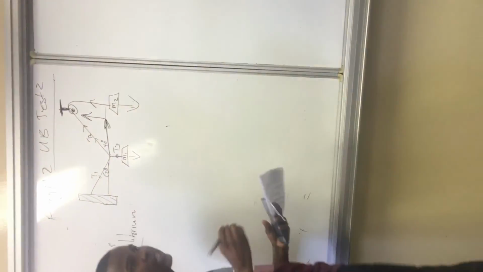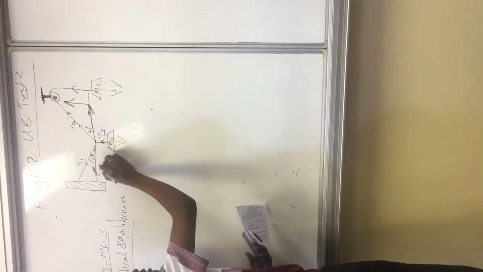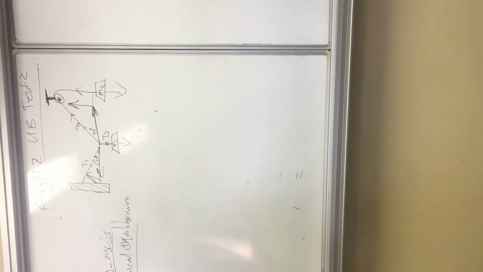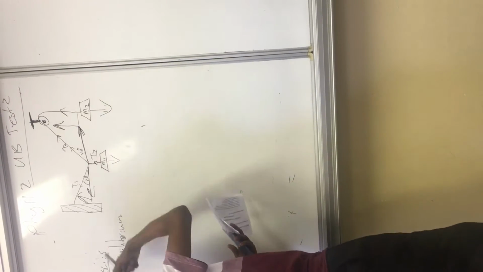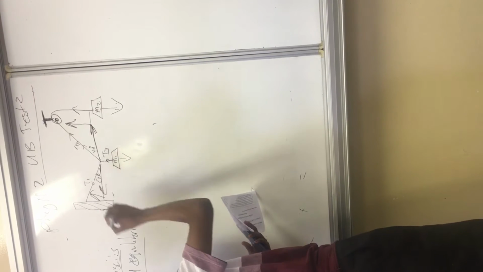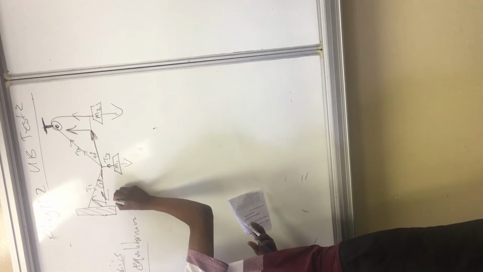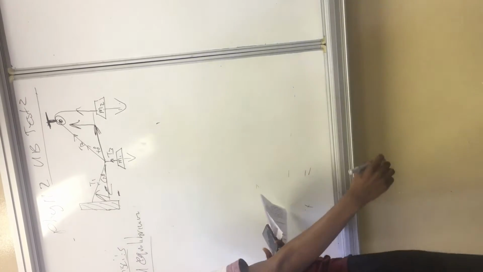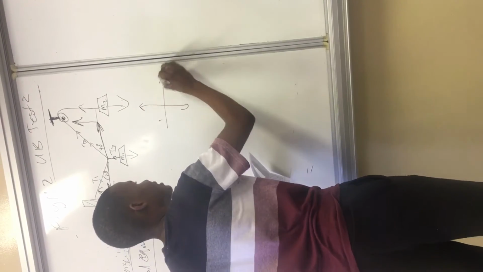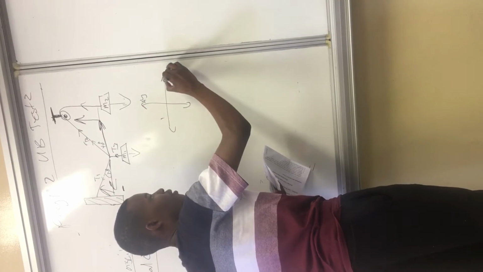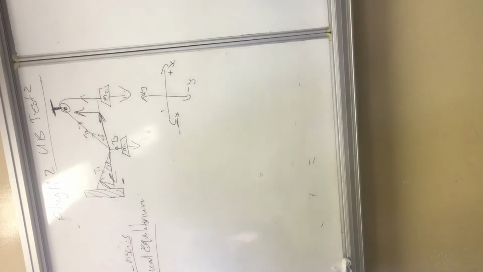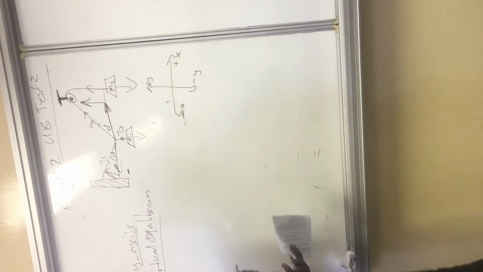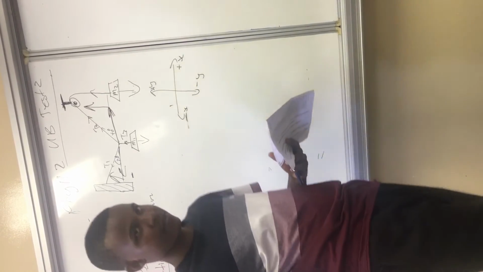We're going to have this force and this force again. This one is going there, so it's going to be negative. Y is going there, negative. We can draw our smaller Cartesian plane here: y is positive, x is positive, y is negative, x is negative. It means that the forces going in the negative direction are negative, and the forces going in the positive direction are positive.